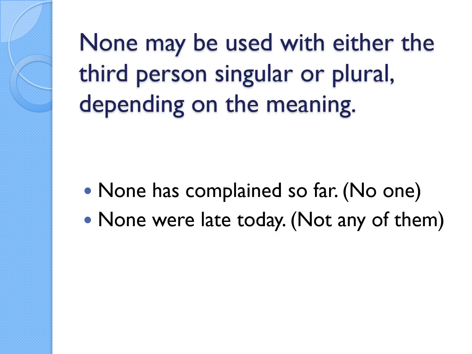Then, none may be used with either the third person singular or plural depending on the meaning. Example, none has complained so far. None here means no one, so the verb used is has complained. Has is singular. But in the sentence none were late today, none means not any of them were late, so the linking verb used is were, because it depends on the meaning, on how many.